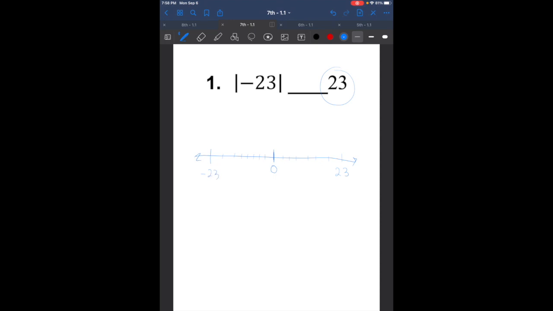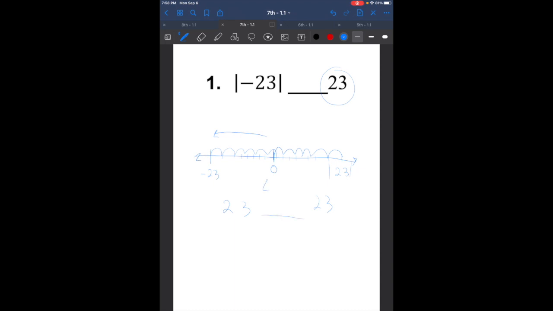Well, remember, absolute value is the distance away from 0. So how far is 23 away from 0? It's going to be 23 bunny hops, right? So we know that's 23 spots away. So the absolute value of 23 is 23. And now if we go backwards, towards the left, the numbers do get smaller. How many spots is negative 23 away from 0? It's going to be 23 spots. Remember, absolute value is always positive. So we have positive 23 and positive 23.